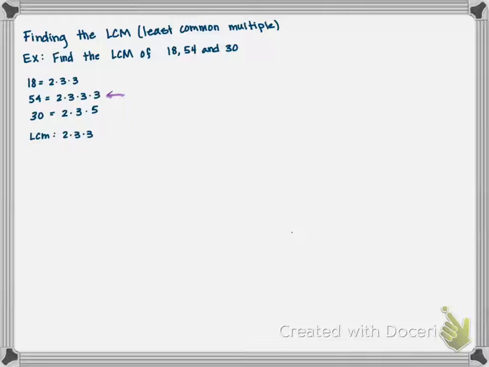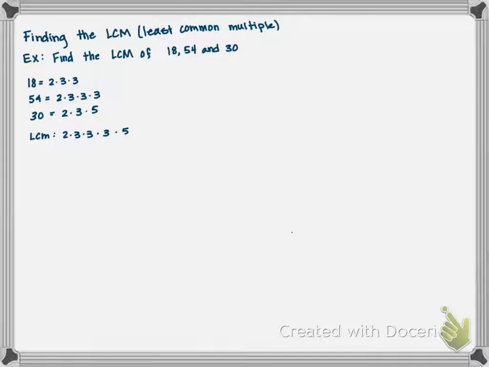In order to be a multiple of 54, I have to contain a factor of 2 and 3 factors of 3. I already have a factor of 2 and I have 2 factors of 3, so I need another factor of 3. And then how about from here? 5. I need a 5, right? Because to be a multiple of 30, I need to contain a factor of 2, a factor of 3, and a factor of 5. I already have a 2, I already have a 3, and so we need one more factor of 5.